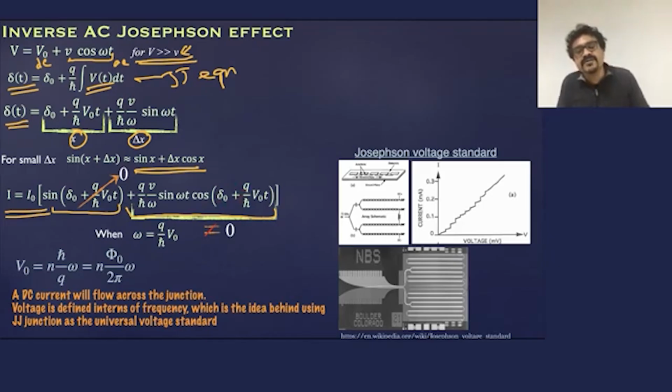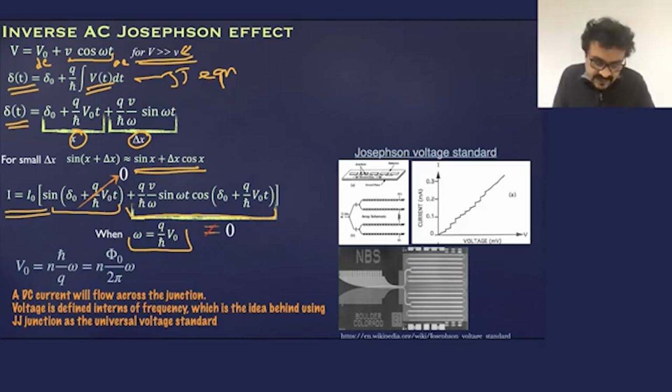So that means you have some kind of a resonant condition where, when the applied DC voltage and the frequency of the AC voltage satisfy this relation, then you have a non-zero current flowing through it.